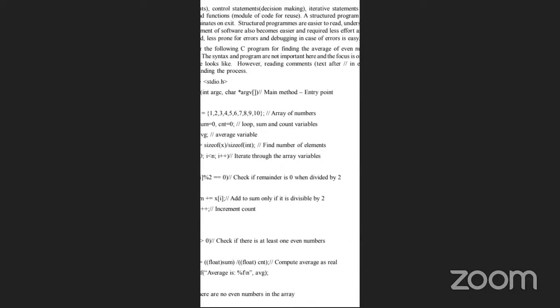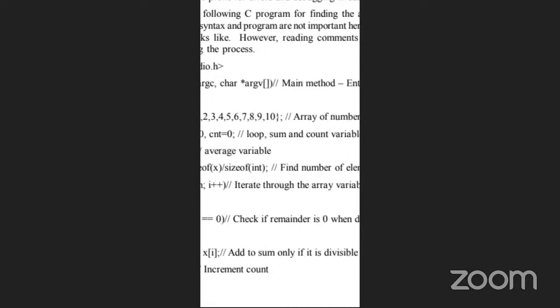Int main, in brackets, int argc, char argv, open bracket, double slash main method entry point, open bracket. Now int x, open bracket equal to 2, empty square bracket equal to open bracket, start 1 2 3 4 5 6 7 8 9 10, colon, array of numbers.